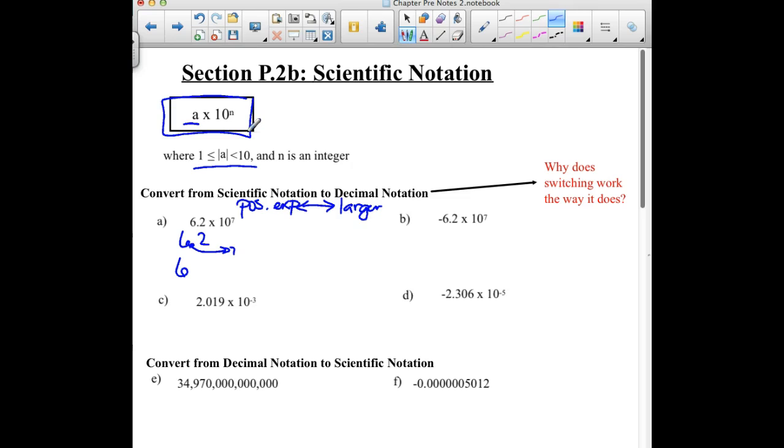So we really are going to have a 6 and a 2, and since we use up one move just getting beyond the 2, we only need 6 more zeros after that. Putting in commas after each 3, we have 62 million. All right, the second one, same idea. It's negative 6.2 times 10 to the 7th. So the decimal is going to move the same way. The only thing different here is that we have a negative 62 million.